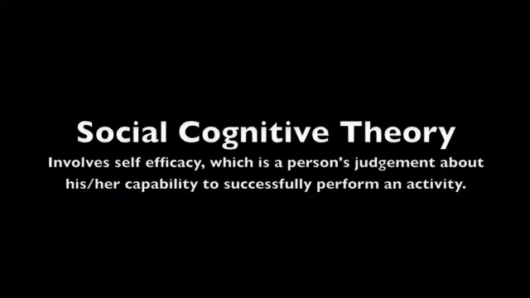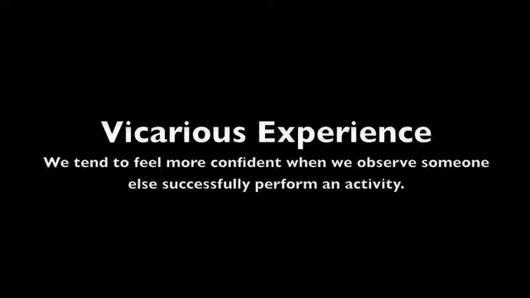Social cognitive theory involves self-efficacy, which is a person's judgment about his or her capability to successfully perform an activity. An example of this is vicarious experience. We tend to feel more confident when we observe someone else successfully perform an activity.